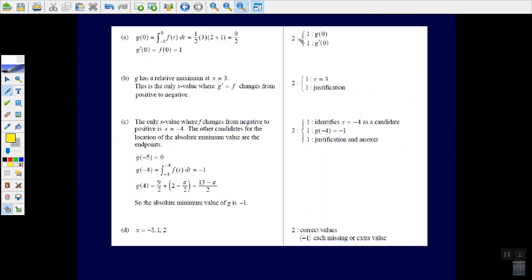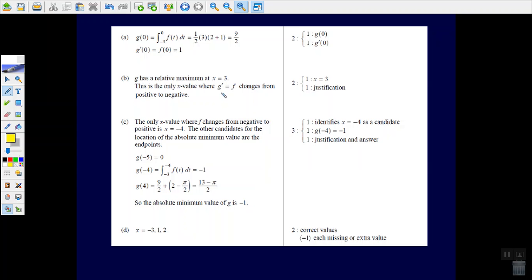So part A, just 2 points, 1 for the value of g of 0, 1 for the value of g prime of 0. You know, you honestly probably didn't have to even show your work for this. If you did all the math to figure out the area of that shape and just stated the answer, probably going to earn you the point. G prime of 0 was f of 0, that was 1. Part B, it's worth 2 points. 1 for noting that the value was going to be at x equals 3. The other one for noting how you found it. It was when the derivative of g, otherwise known as f, changes from positive to negative.